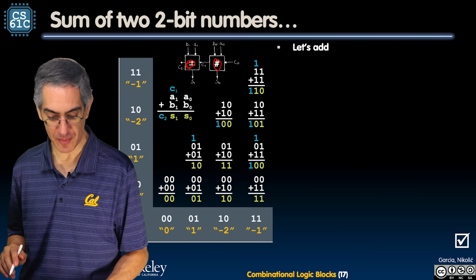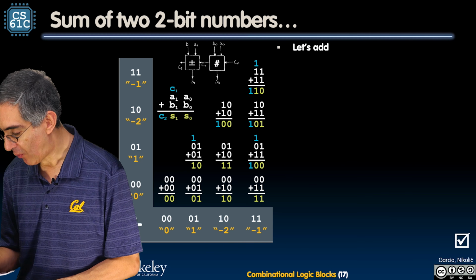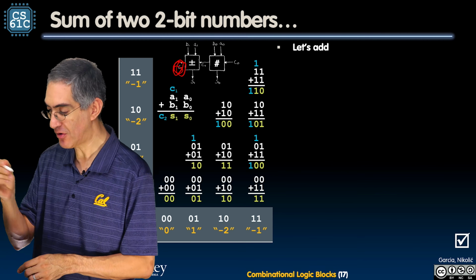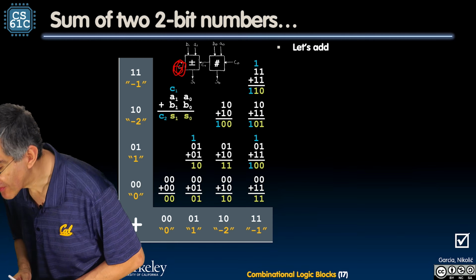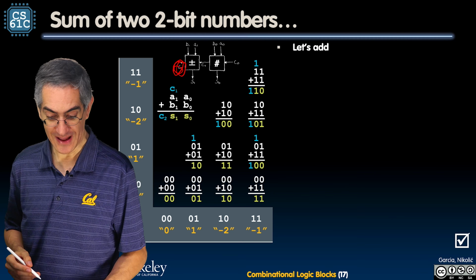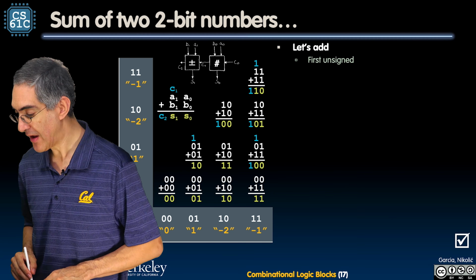Okay, so I'm thinking of just a 2-bit number and looking at the output of the upper level, that C2. Is it always that C2 that's telling me when this overflows? Well, I don't know. First, unsigned.